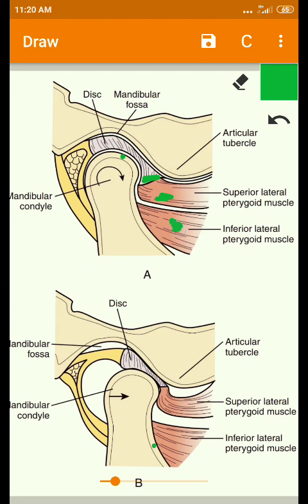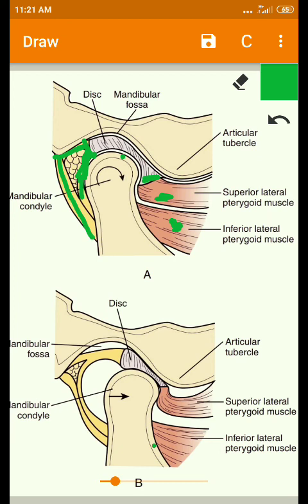Okay, now the other attachment, which is present on the posterior aspect, is attached to the posterior capsule. In between them it has the laminae, the retrodiscal pad. This also helps in the maintenance of the articular disc during opening and closing of the mouth. Okay, so passive control occurs through the capsulo-ligamentous attachments.